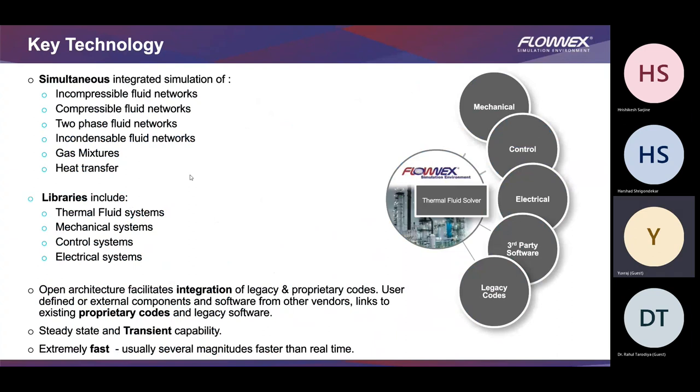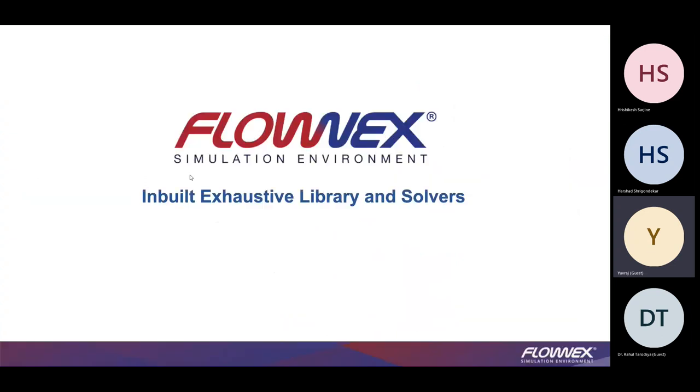Then coming to some of the key technologies, we have incompressible fluid networks, two-phase fluids, you can do the incondensable, we have slurry mixtures also, gas mixtures, as well as heat transfer. Some of the libraries we have are thermal, mechanical, control and electrical systems. And this is extremely fast. The computational time is very low compared to other 3D software, and also some of the other open source 1D software.